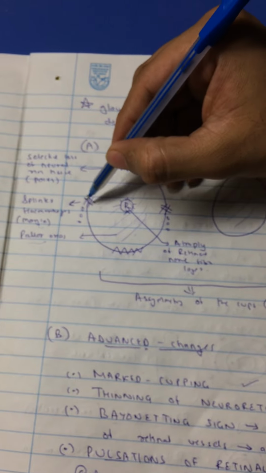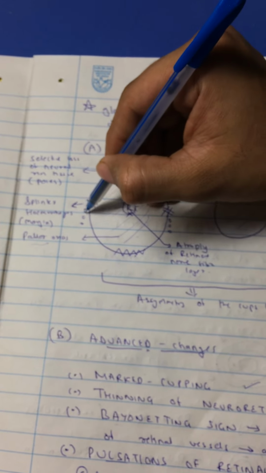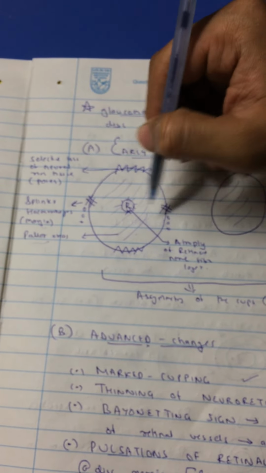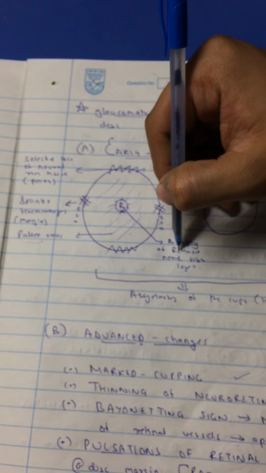Okay, and there will be splinter hemorrhages. Splinter hemorrhage, you can see the blood drooping down. I just made it for fun. So that's splinter hemorrhages. You can see on the margins.